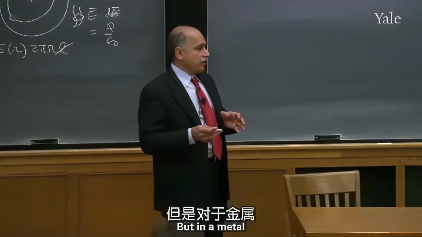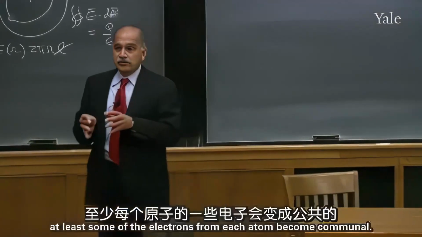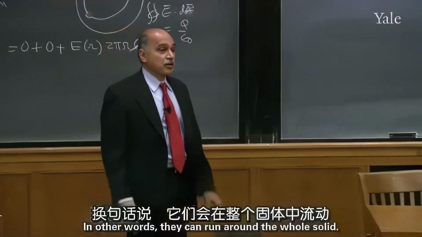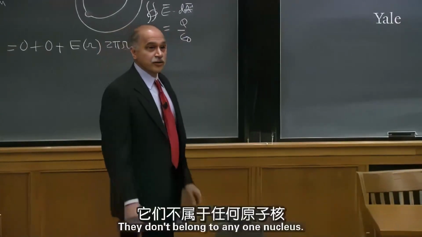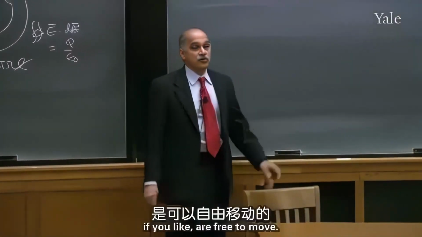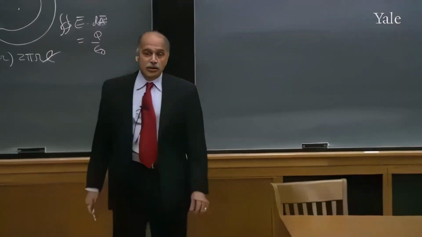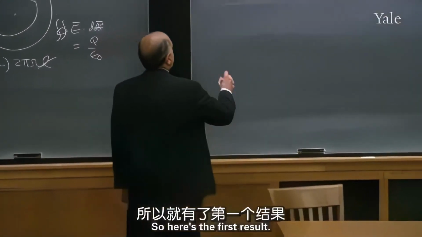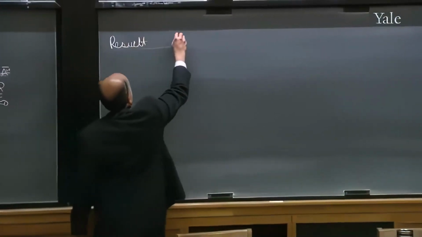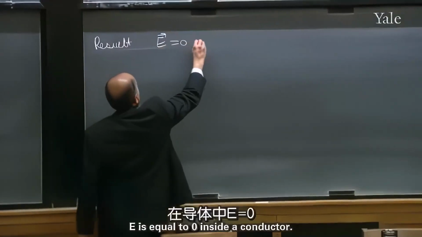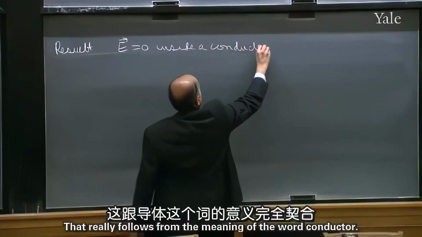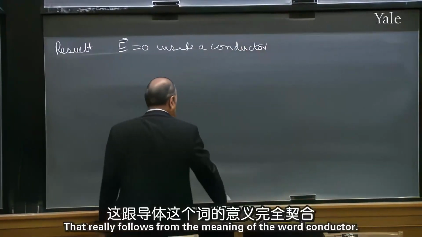But in a metal, at least some of the electrons from each atom become communal. In other words, they can run around the whole solid. They don't belong to any one nucleus. So that's a conductor. In a conductor, the negative charges, if you like, are free to move. So here's the first result. E is equal to 0 inside a conductor. That really follows from the meaning of the word conductor.